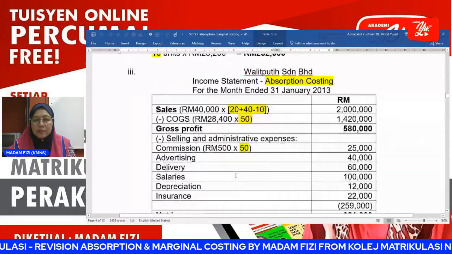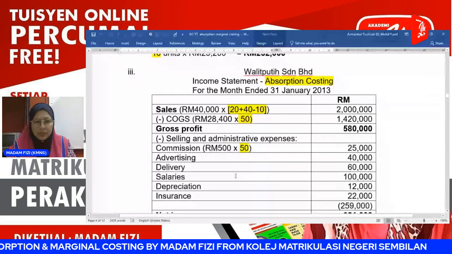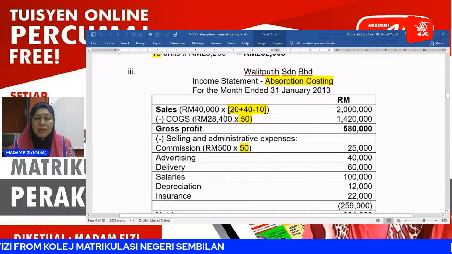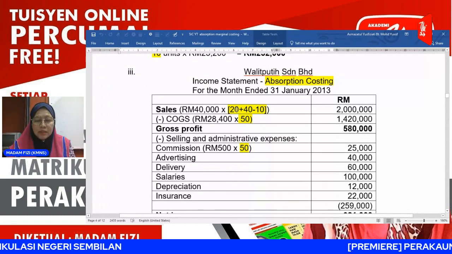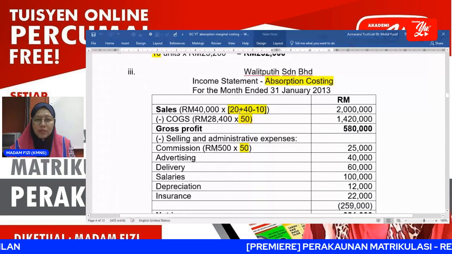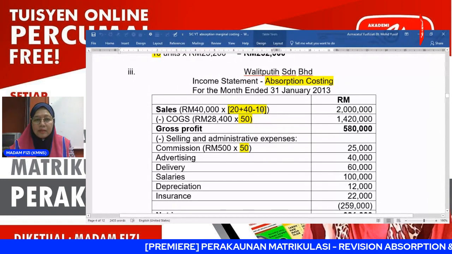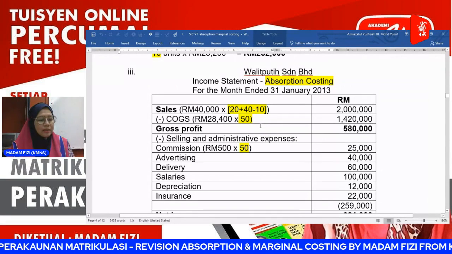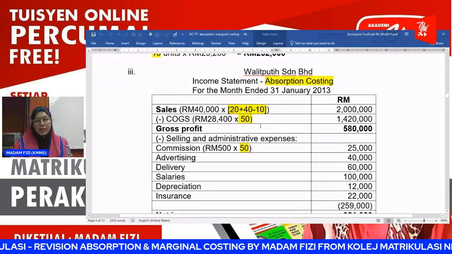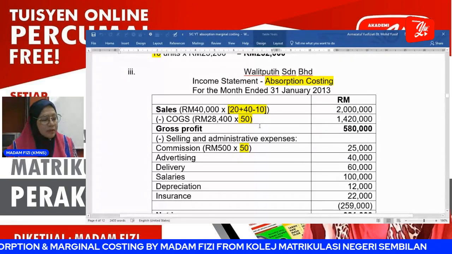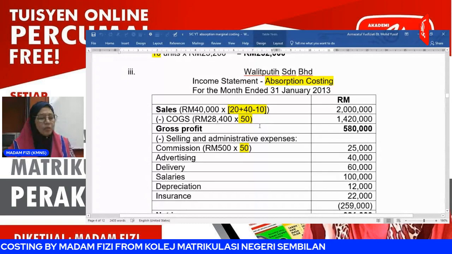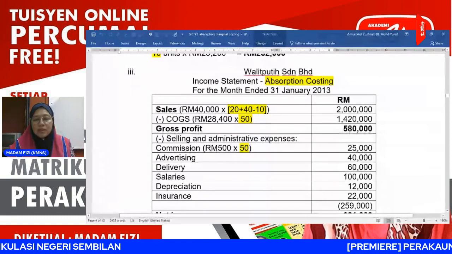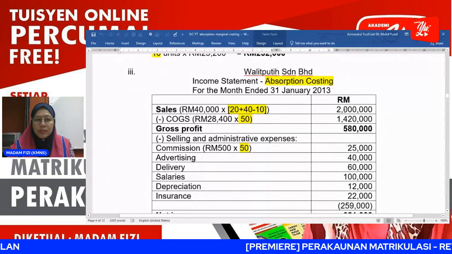Now we prepare the income statement for absorption costing first. Sales: the sales unit is not included in the question, so you have to calculate. The beginning 20 plus the production unit 40 minus the ending unit 10. So how much is that? 20 plus 40 minus 10. So 60, no, 50. So equals 50 units, times the 40,000 sales price, equals 2 million.